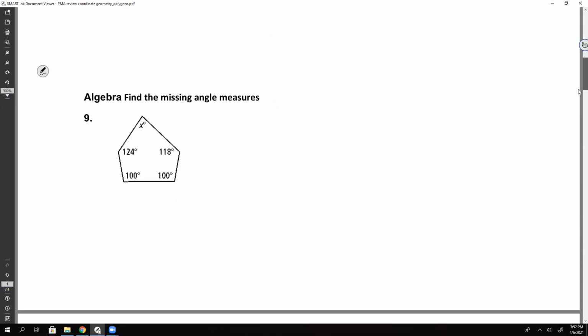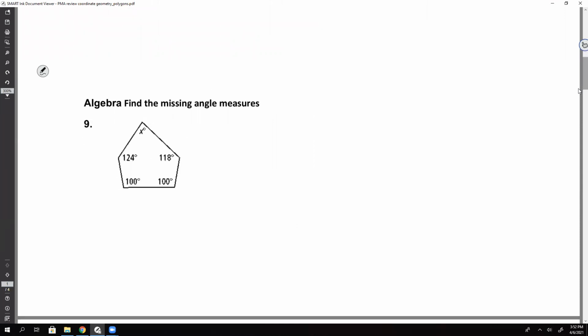Okay, the next kind that you might see is like number 9. This is an irregular polygon because you can see the sides are different lengths. Also, these angles here are all different. A regular polygon has same sides, same angles, but an irregular polygon has different sides, different angles. So to find x on this one, basically we have to figure out what the total of this needs to be. So you have to do n minus 2 times 180.